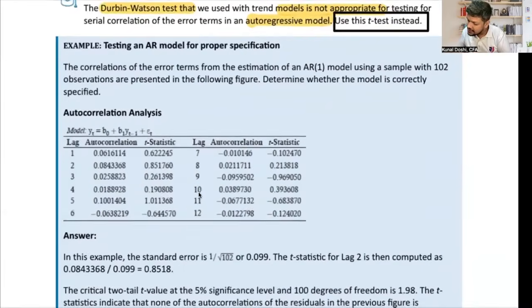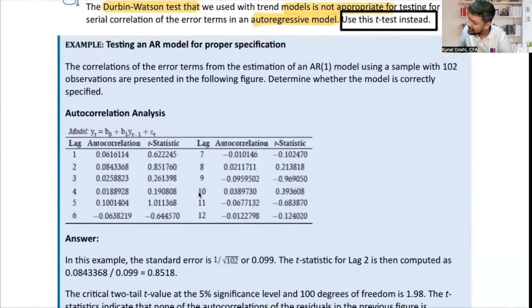Okay, let's see this. The correlation of the error term from the estimation of an AR1 model with a sample of 102 observations. So 102 observations. This is going to be my T. So guys, what will be my standard error? My standard error is 1 over the square root of T. So the inverse of the square root of 102, you will get the value as 0.099. Store it simply somewhere. Easy.